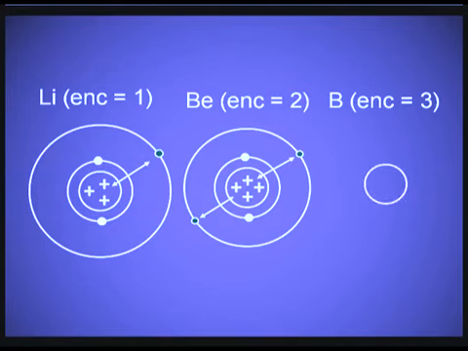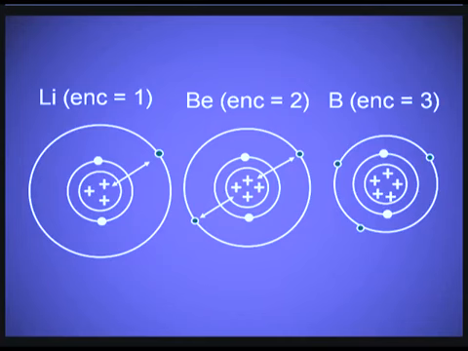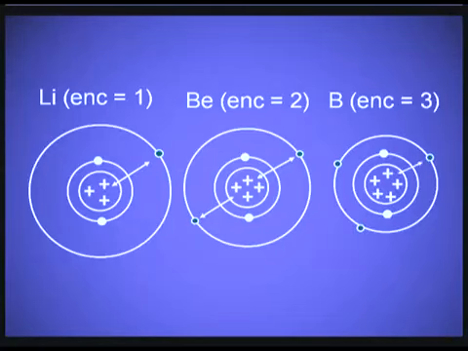Boron, atomic number 5. There are 5 protons in the nucleus. The 2 electrons you can see in the inner shell, but there are 3 electrons in the valence shell. These 5 protons will hold the 3 valence electrons more tightly as compared to lithium and beryllium.